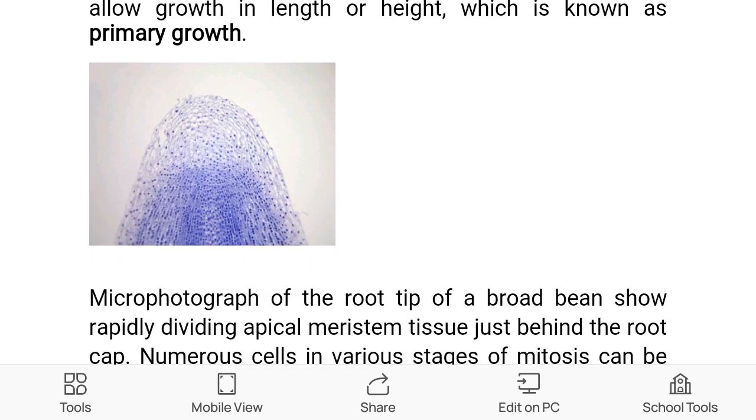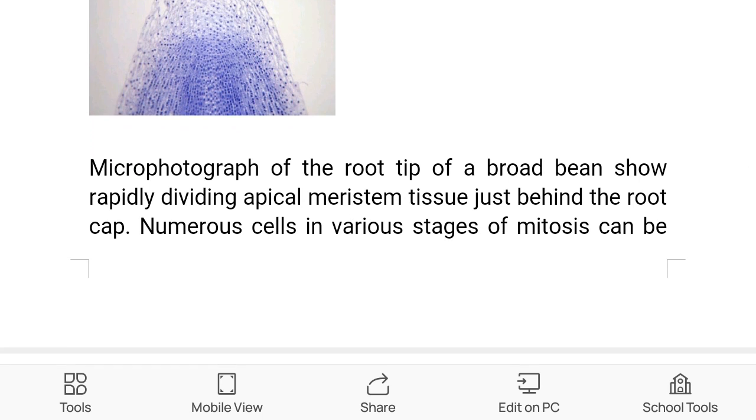As you can see, this is another micrograph of the root tip of broad beans, showing rapidly dividing apical meristem tissue just behind the root cap. Already, the function of the root cap is to protect the tip of the roots where we have active cell division. And take note, the kind of cell division experienced here is that of the mitotic cell division. That is mitosis.